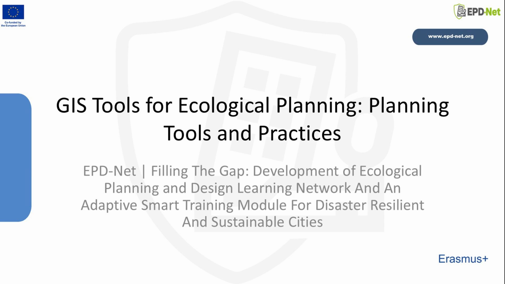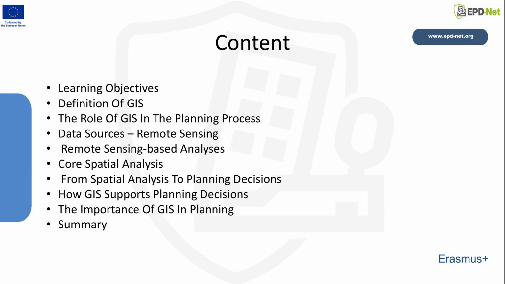First, the role of GIS within the planning process is discussed. Then, the main analytical tools used in ecological planning, such as spatial queries, proximity and overlay analyses, and other core spatial techniques, are explored. This presentation covers the fundamental concepts and applications of geographic information systems, GIS, in planning.